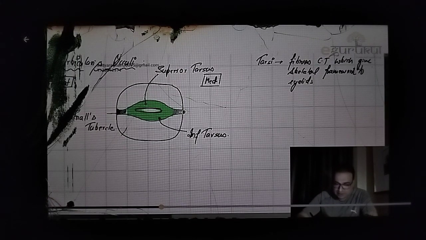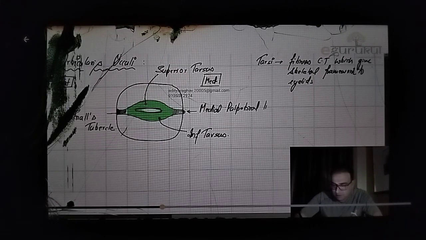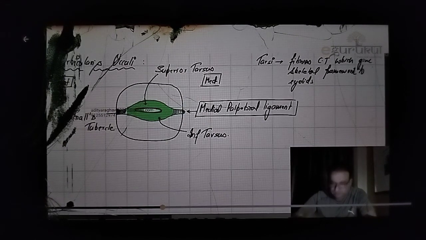On the medial side, it is attached to the bone here. That bone is in front of the lacrimal sac, the frontal process of the maxilla. The name of this ligament is important, guys. This ligament is called the medial palpebral ligament. I'm sorry, it is the frontal process of the maxilla, not the zygomatic bone, on the medial side, which is going above here, giving attachment to the medial palpebral ligament.